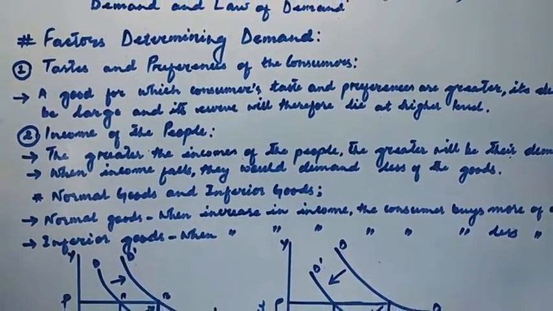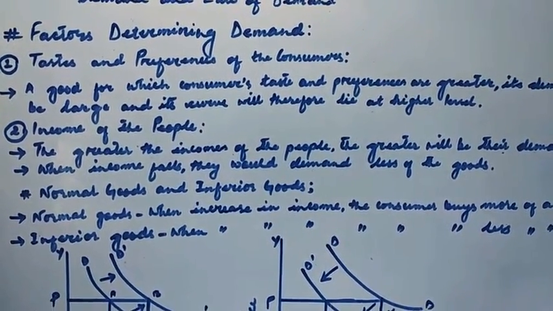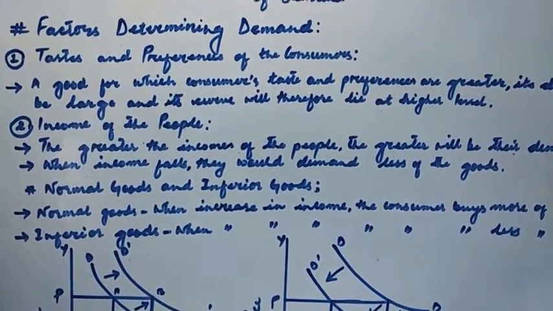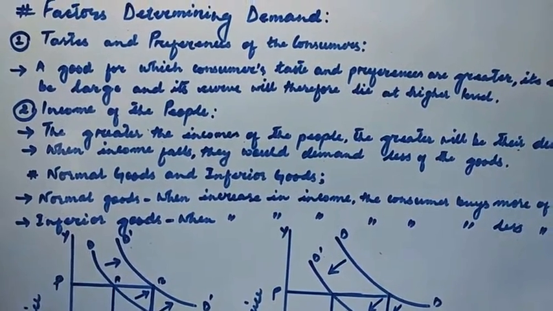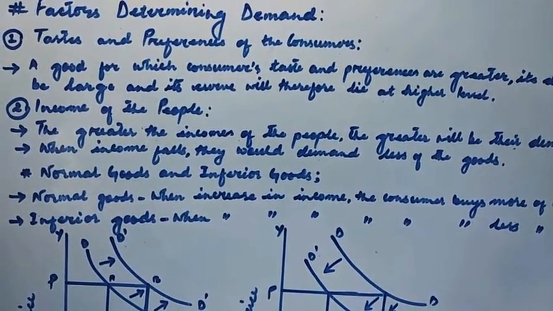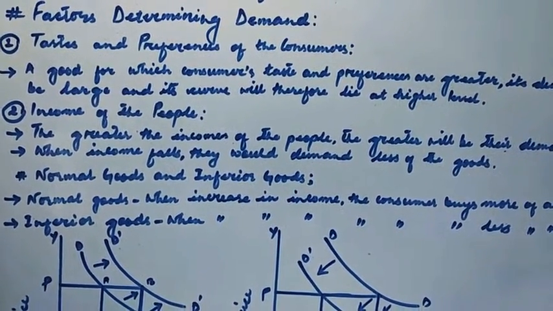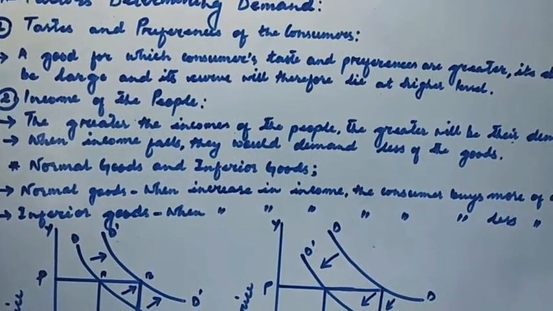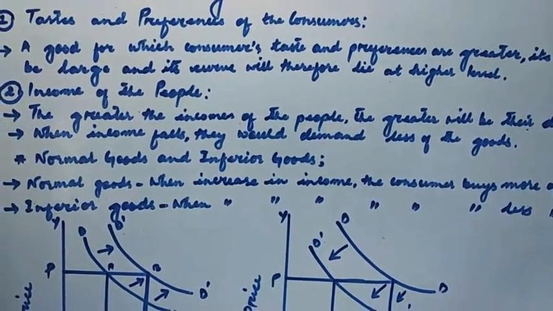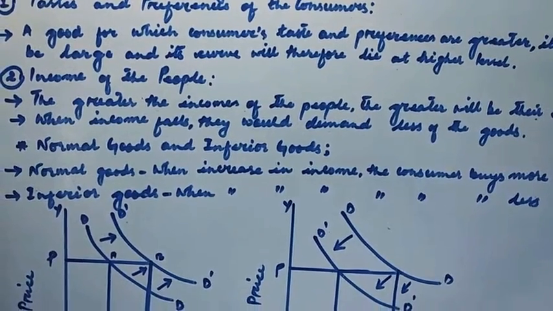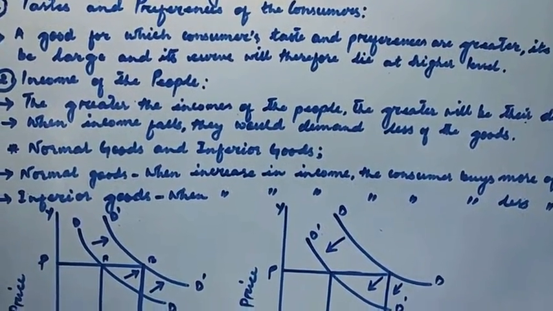So we have assumed, while giving the demand schedule and law of demand, that other things that can influence the demand for the commodity are the same. We have assumed that other things which are capable of influencing the demand are kept constant. That means they remain the same. So when there is a change in these other things, what will happen?